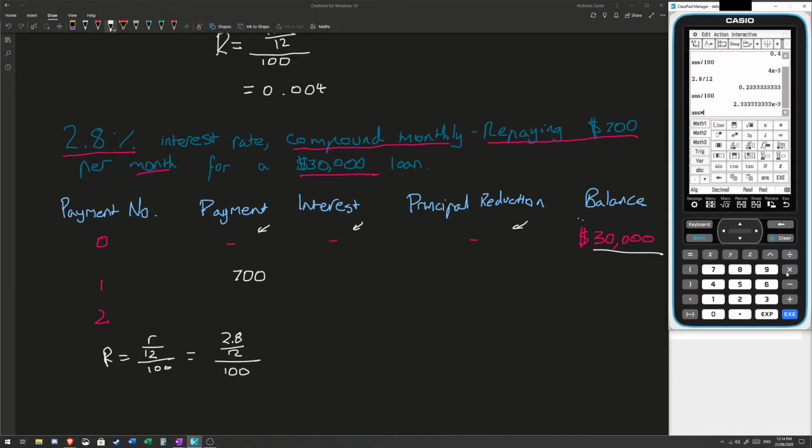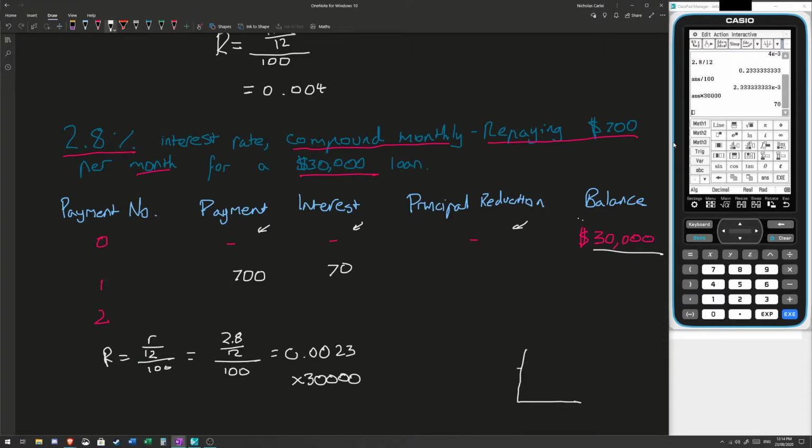Okay, and if we multiply that by our 30,000, oh, that's not 30,000, $70. So that gave us 0.0023. Okay. If we multiply that by our $30,000, that tells us how much interest we're paying. So in that case, we've got $70 of interest, as we saw in our calculator up here. So that's 0.0023 multiplied by our 30,000. That's $70 of interest.